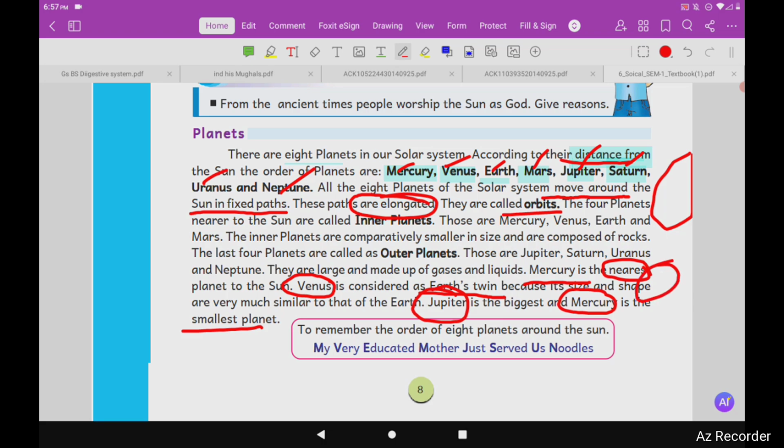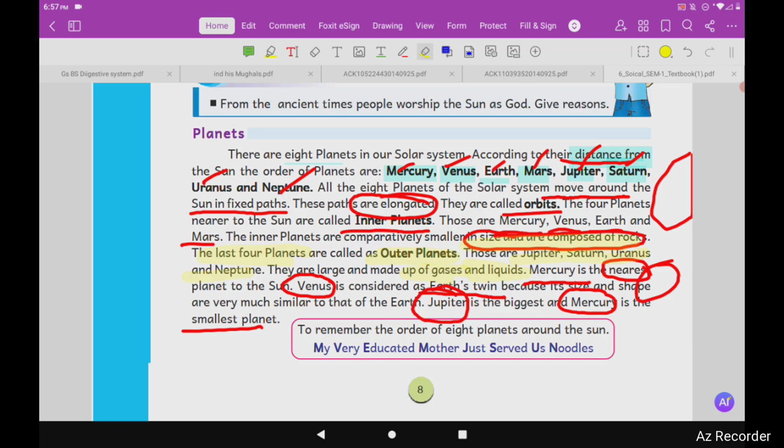At the same time, the first 4 planets nearer to the sun are called inner planets. These are Mercury, Venus, Earth, Mars. When compared to others, these are smaller in size and composed of rocks. Whereas the outer planets, the next four planets, are called outer planets. What are they? Jupiter, Saturn, Uranus and Neptune. These are made up of gases and liquids.